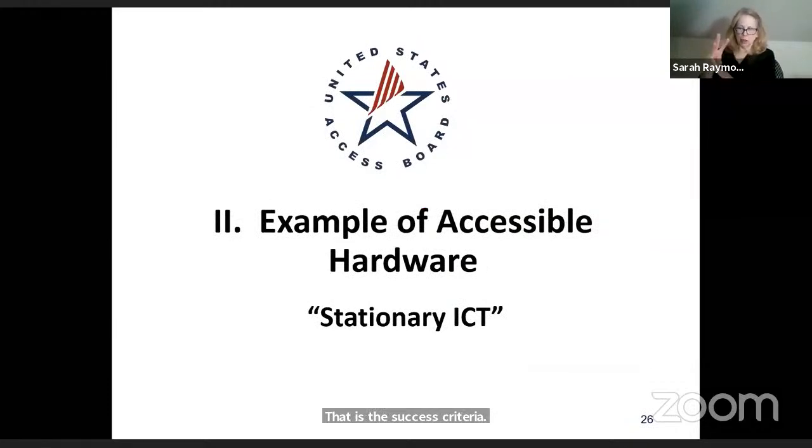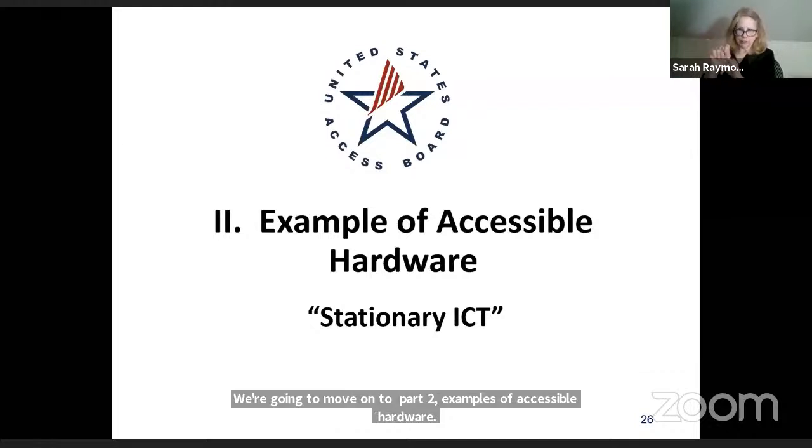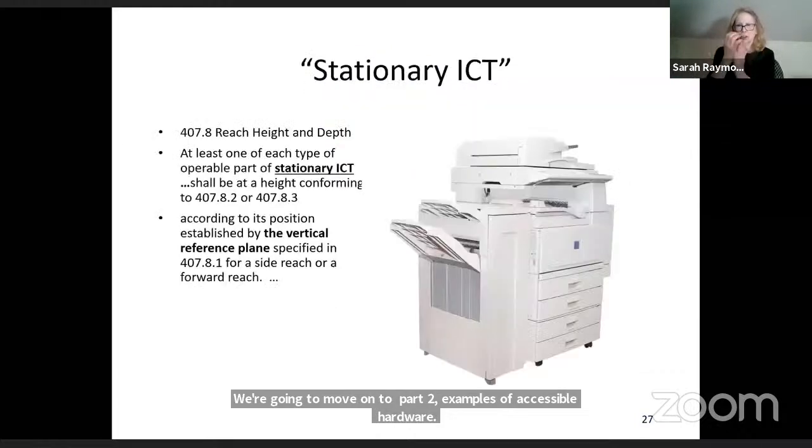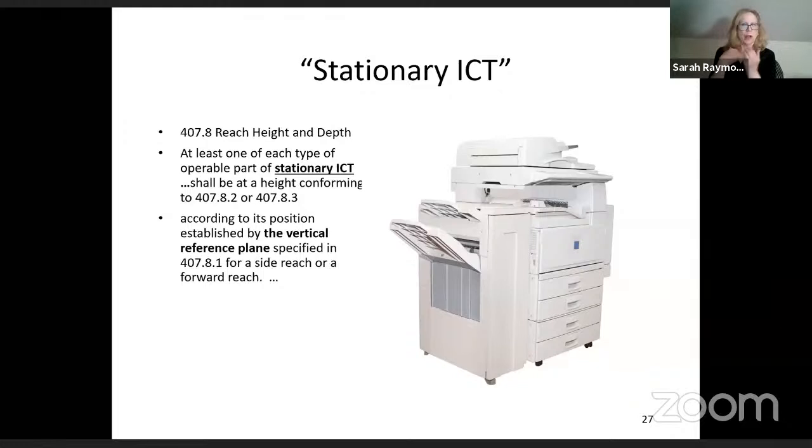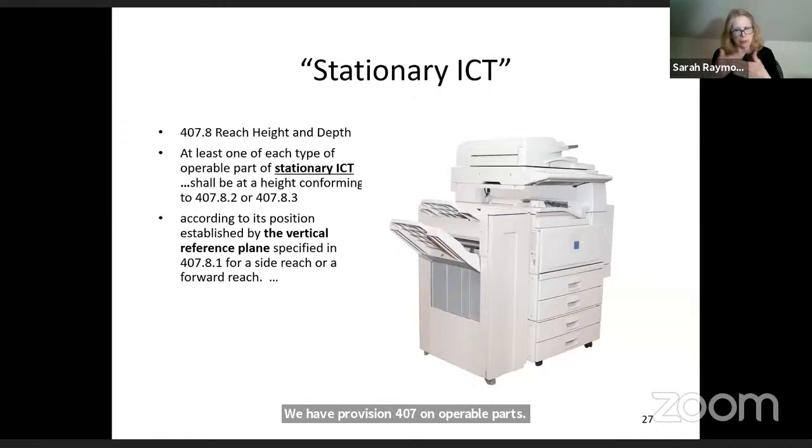We're going to talk about stationary ICT. This is in chapter 4. Next slide. Stationary ICT. Within chapter 4, we have a provision 407 on operable parts. A subsection of operable parts is reach, height, and depth. And what it does is it addresses characteristics of what is known as freestanding ICT.